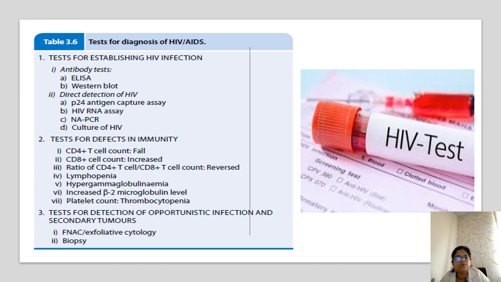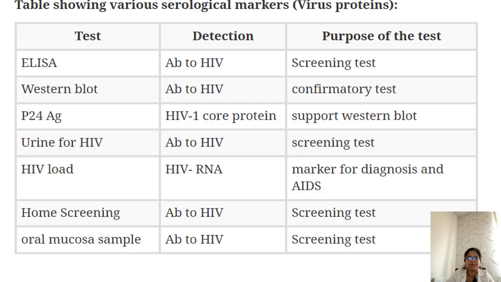And tests for defects in the immune system would be CD4 plus T cell count, which will get completely depleted to less than 200 per cubic mm. CD8 plus T cell counts will be increased, with reversal of the CD4 to CD8 ratio. Lymphopenia, hypergammaglobulinemia, increased beta-2 microglobulin level, and platelet count will show thrombocytopenia in some cases. And tests for detection of opportunistic infections and secondary tumors will be by FNAC or exfoliative cytology or by histopathological examination by biopsy.